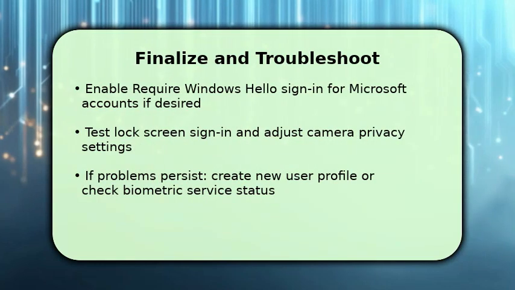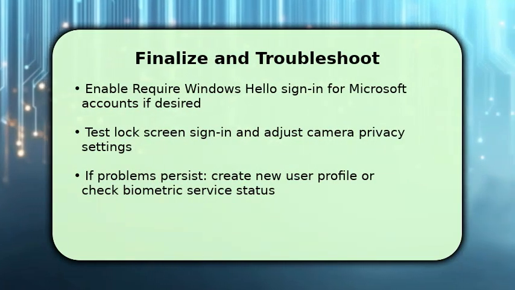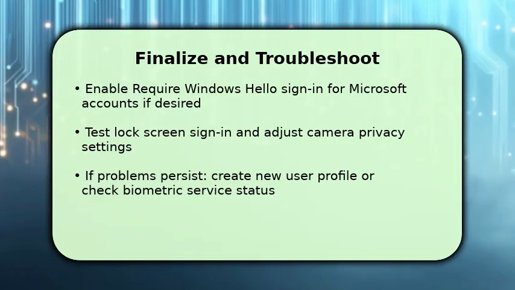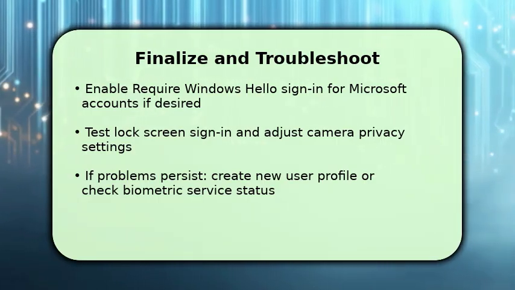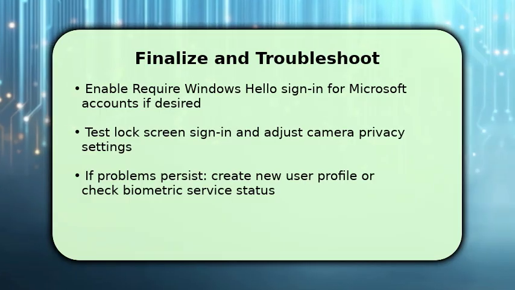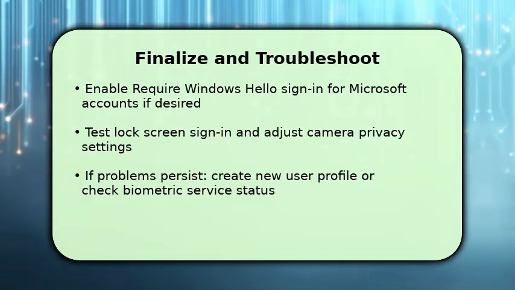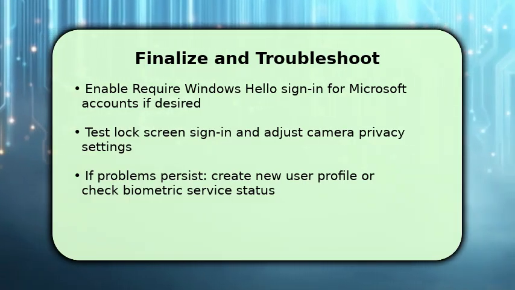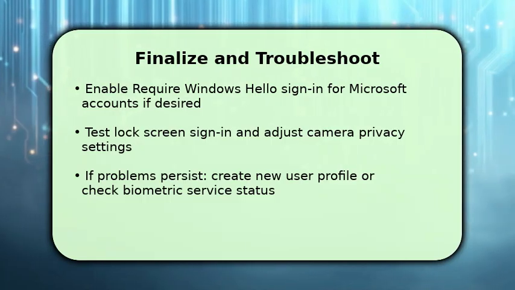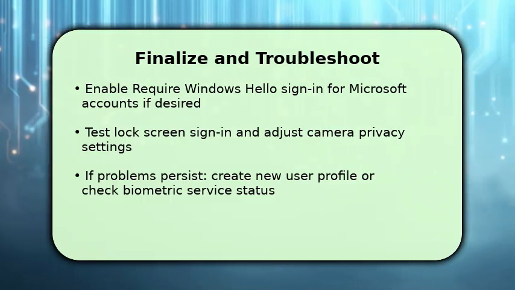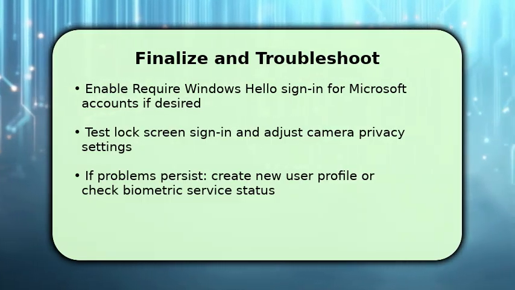Finish by confirming settings and running final checks. Enable Require Windows Hello Sign-in for Microsoft accounts if you want consistent behavior, then test signing in from the lock screen several times to confirm reliability. Make sure camera access is allowed in privacy settings and that Windows biometric service is running.